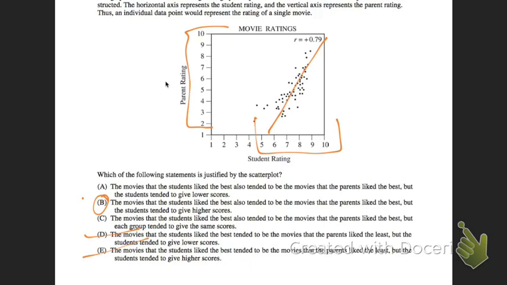Where is the higher density? Like the first student, the lowest score that a student gives is a 4, but most are in the 6 to 9 range. You kind of see they're shifted over on the x-axis, but then the y-axis, it's kind of all over the place. It starts at 2 and goes all the way to 10. Does that make sense? So students tended to give higher scores, even though it is a positive correlation.